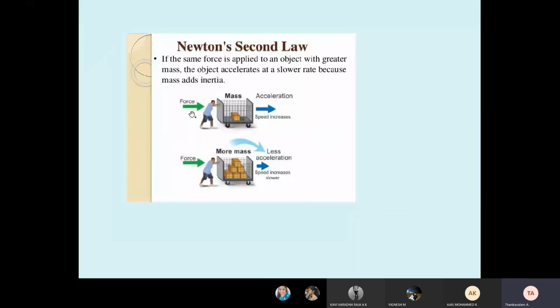So we apply a force. Consider the mass: when the mass is small, the speed increases. Sometimes the mass is higher. What about acceleration? The speed is less. The same person applying force on a body with a small mass sees the speed increase, but when the mass increases, the acceleration is less.